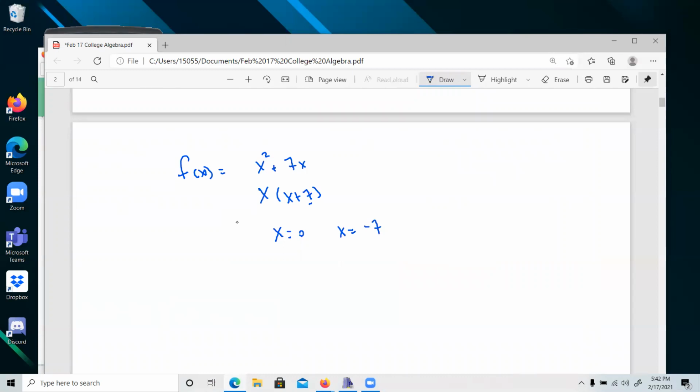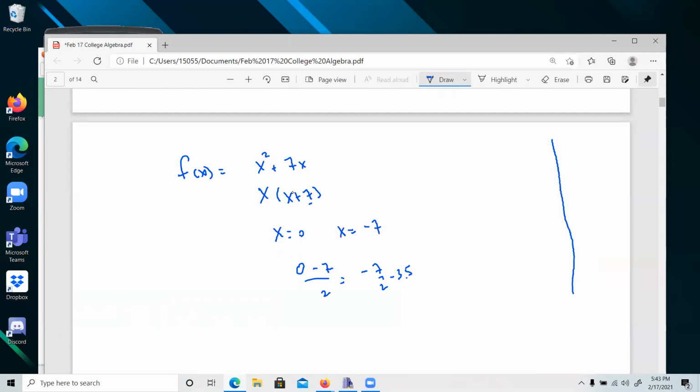Did you know the vertex is the average of the two intercepts? So 0 minus 7 divided by 2. My average is going to be negative 7/2, which is negative 3.5, right? And I have to type this into the function in order to get the y value for it. But here, I just want to know where to put it.